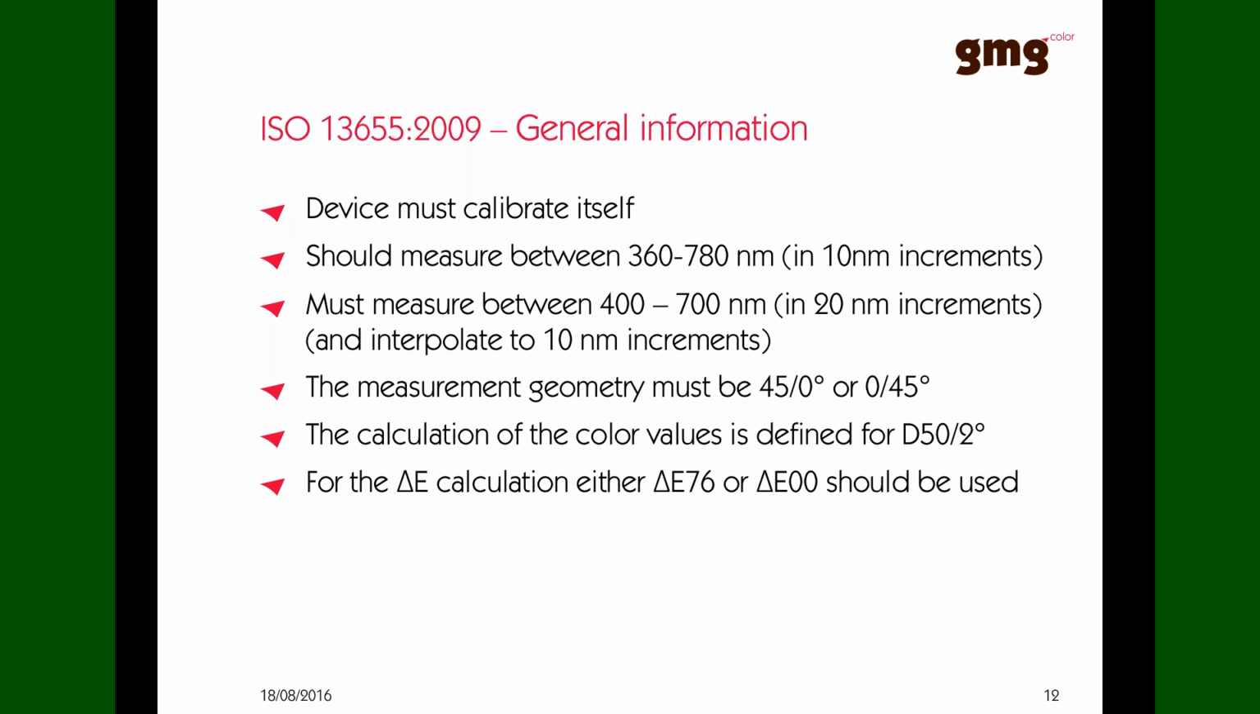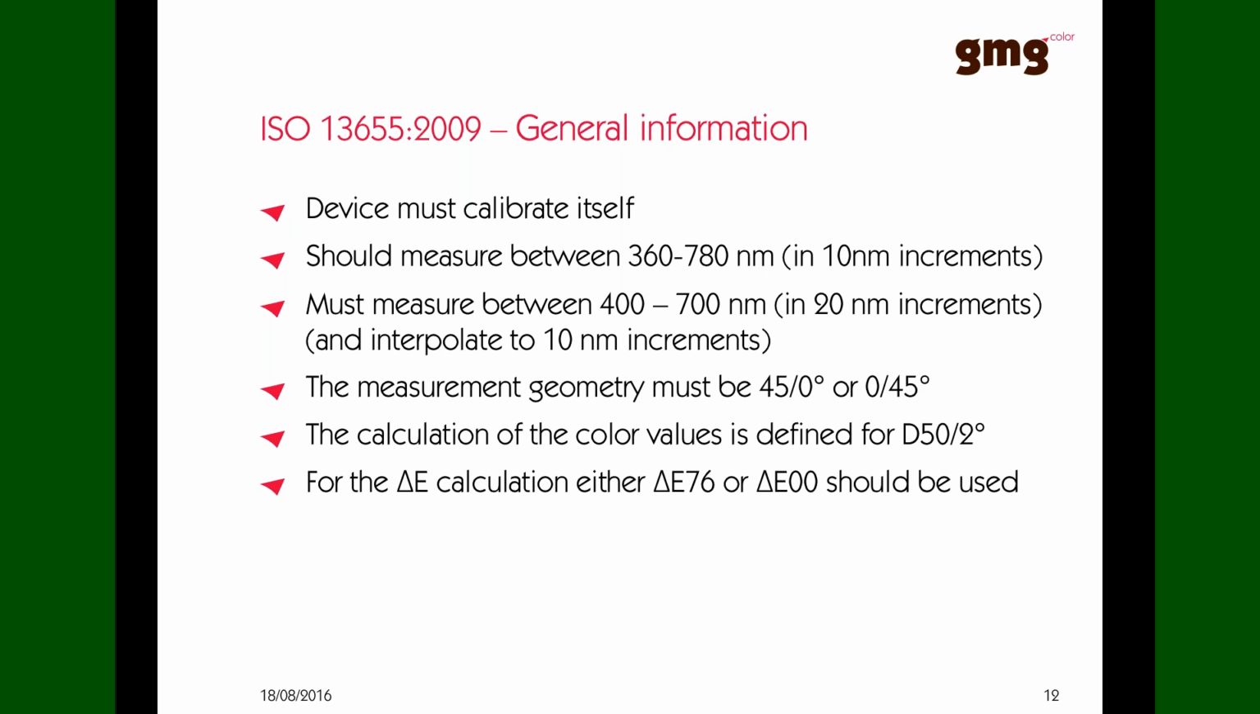Then it's defined that when we have measured the spectral data, the spectrum of the colors, the measuring device has to convert those to, for example, LAB values. It can convert those to LAB values. And in the printing industry, we are using the D50 2-degree condition. So this condition should be used for calculation of those LAB color values.